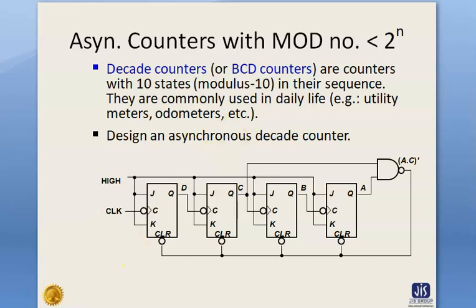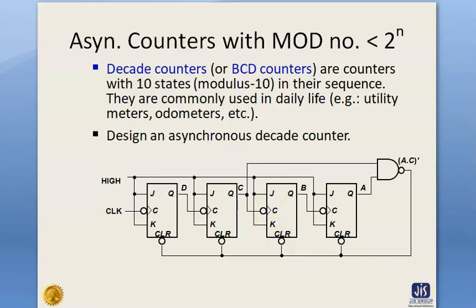Okay, so this is the logic diagram of a 4-bit asynchronous decade counter with 4 JK flip-flops. When the counter goes to count 1 0 1 0, the NAND gate output will go low and all the flip-flops are cleared. Thus, when the 10th clock pulse occurs, the counter output, that is DCBA, will be 0 0 0 0 instead of 1 0 1 0.